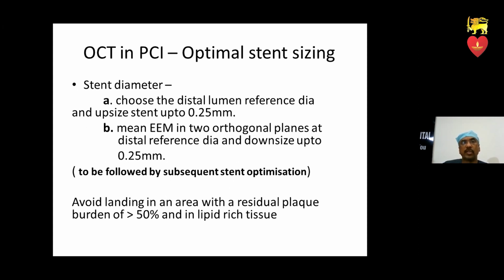OCT would also help us choose stent diameter. For safety purposes, you choose the distal lumen reference diameter and upsize by 0.25. If you look at the external elastic membrane, the average of two orthogonal planes, you would downsize by 0.25. This is only for stent size selection, but obviously this will have to be followed by subsequent stent optimization. One would like to avoid landing in an area with residual plaque burden of more than 50%, especially if it is in lipid-rich tissue.